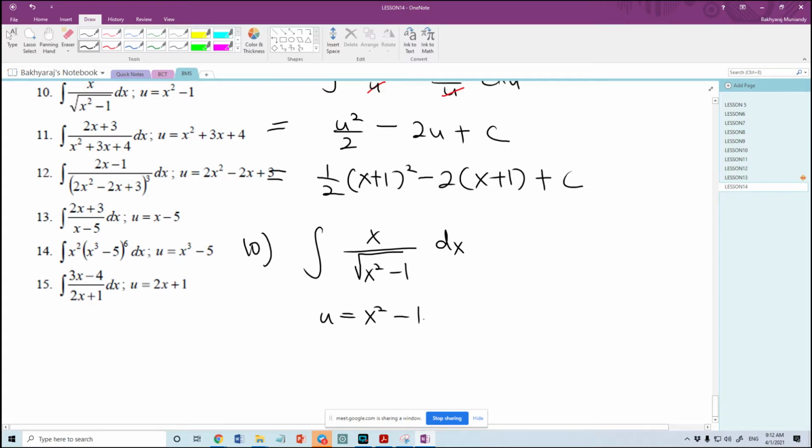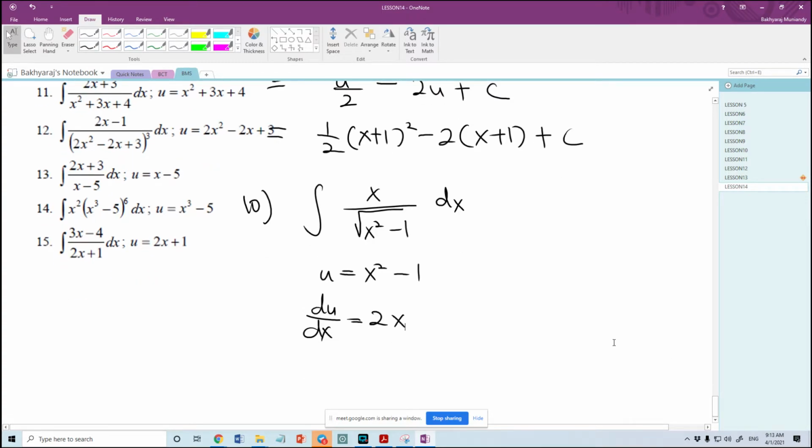Okay, so next I need to find the derivative, right? So du dx equal, okay, you get 2x. Okay, but what I want is dx. So dx will be equal, just manipulate this, ini pergi sini, yang ini pergi sini. Okay, then you get 1 over 2x du.